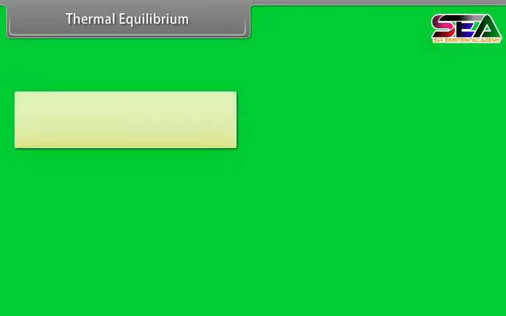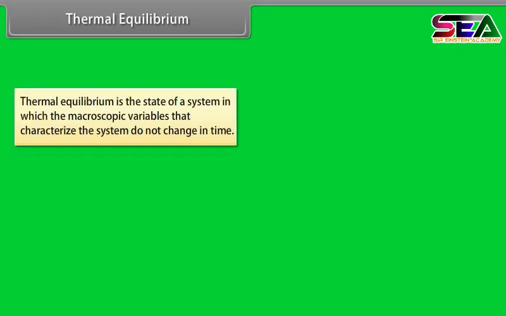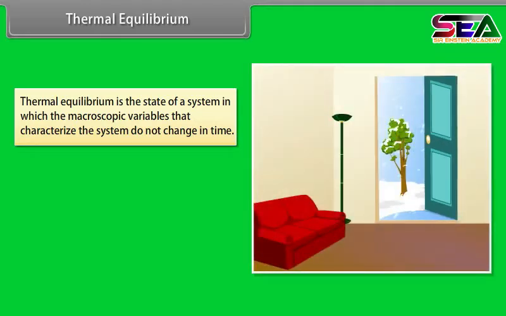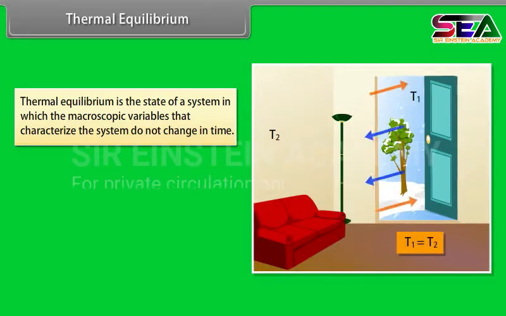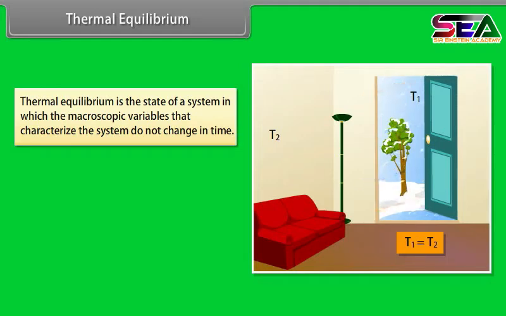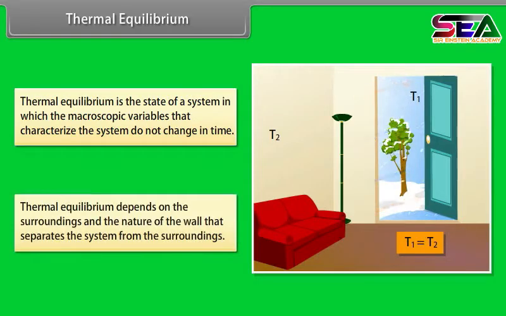Thermal equilibrium. Thermal equilibrium is the state of a system in which the macroscopic variables that characterize this system do not change in time. Let us take an example. In winter season, when you open the door of your house, then the heat moves out of the house. To balance out the temperature, after a few minutes, you feel that the temperature inside and outside the house is same. This is due to the thermal equilibrium. Thermal equilibrium depends on the surrounding and the nature of the wall that separates this system from the surrounding.